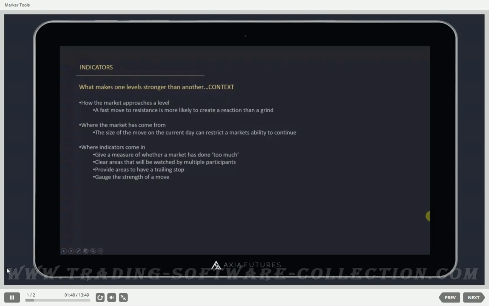Once again, where the market's come from as well. If your market is open 5 ticks above a level and it comes down to it, it's starting to look a little bit less strong because of the fact that the day has only just begun. There could be quite a lot more range expansion on the day, and so for that to be the low or high of the day within 5 ticks of the open is often not always the case.